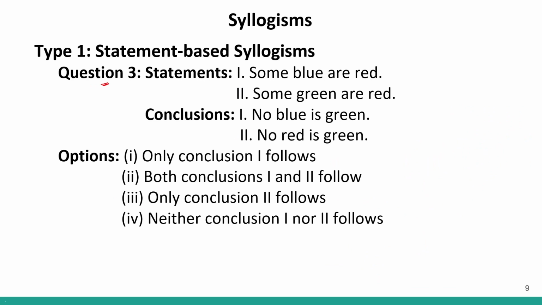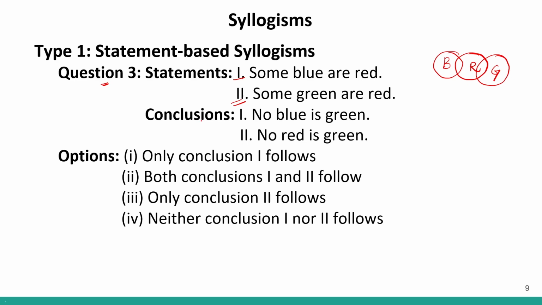Coming to question number 3. Question number 3, statement number 1, 2 set of statements, 2 set of conclusions. Statement 1 says some blue are red. So, some blue are red can be represented like this. Correct? Some blue are red. Second one says some green are red. So, again I can represent it like this. Some green are red. This is going to be my Venn diagram.